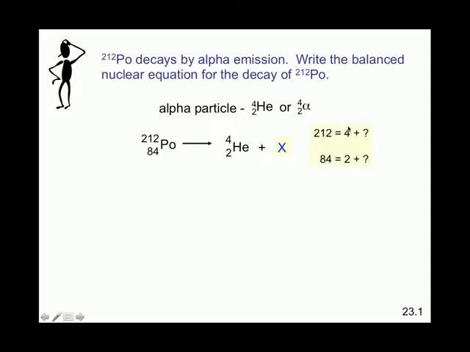And so it's really pretty easy to do. I know that 212 on the left has to equal 212 on the right. 84 on the left has to equal 84 on the right. So what's missing then? 208 and 82. So I look up the 82 to get the symbol, and I see that's lead-208. Pretty easy and straightforward.